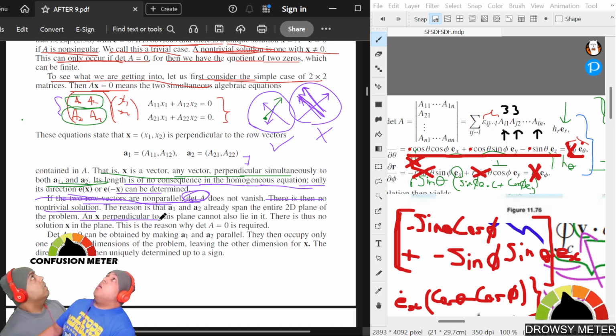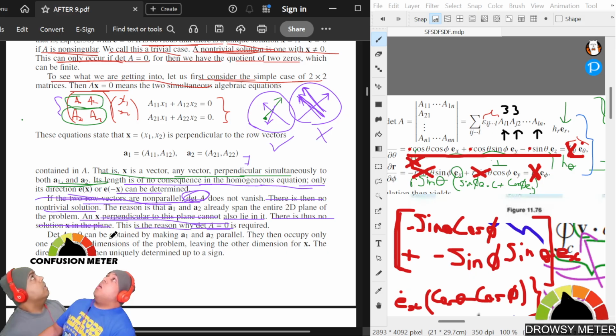An x perpendicular to this plane cannot also lie in it. So the y and the z rows of matrix A make up a plane. X cannot lie in that plane. There is thus no solution x in the plane. This is the reason why determinant A equals 0 is required.